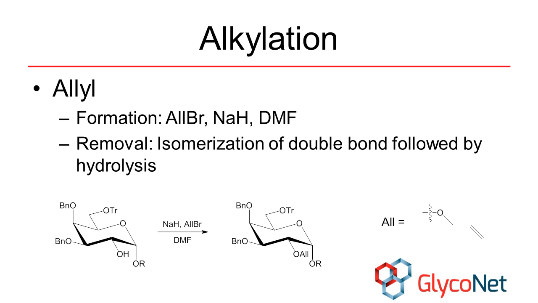Allyl groups, like the other alkyl protecting groups, are most commonly formed under basic conditions from the corresponding alkyl halide. The removal differs significantly, though, and takes place in two steps. First, the double bond is isomerized using reagents such as potassium tert-butoxide or Wilkinson's catalyst, and then hydrolyzed. One-pot procedures have been developed for allyl removal that make use of palladium catalysis.